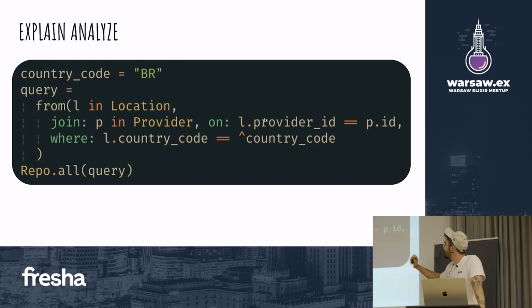So let's take this example. We have a simple Ecto query here that selects from the locations table and joins on a provider. In this context, a location is like a venue, and the provider would be like a business. So we are fetching the locations and joining with the business that belongs to that location.